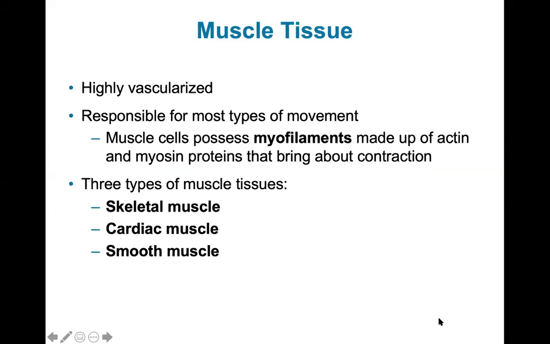Muscle cells possess myofilaments made up of actin and myosin, proteins that will bring about the actual contraction of the muscle. We'll get into that when we get to the muscular system and subsequently the cardiovascular system. There are three types of muscle tissue: skeletal muscle, cardiac, and smooth.